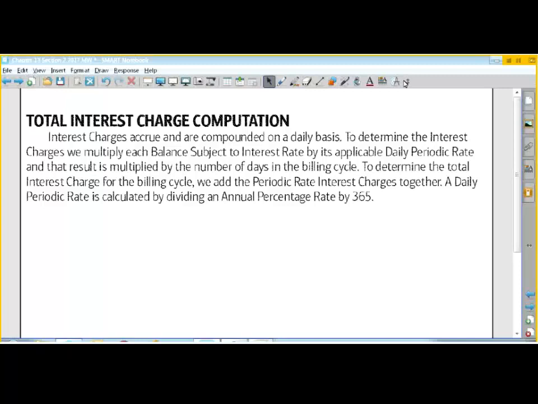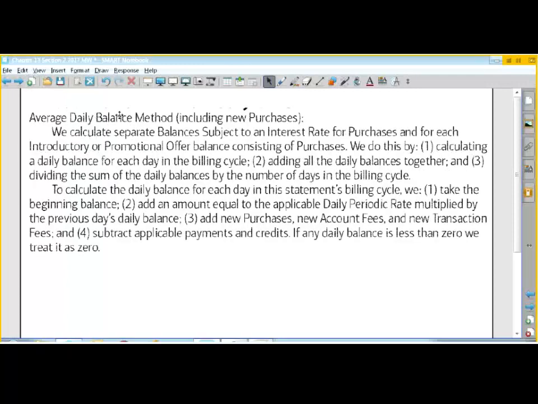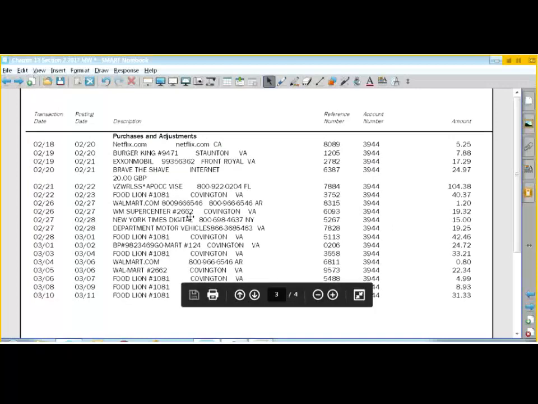But there's this thing called average daily balance, which we'll talk about, multiplied by the appropriate charges. So this goes into the average daily balance method, which is what we're going to talk about in class. This is the way that people calculate how much interest you owe after every month. So we'll come back to that.